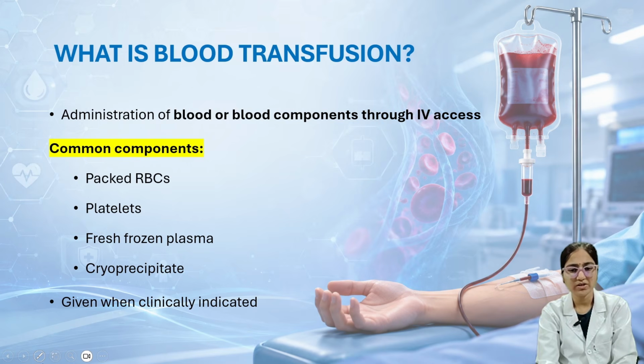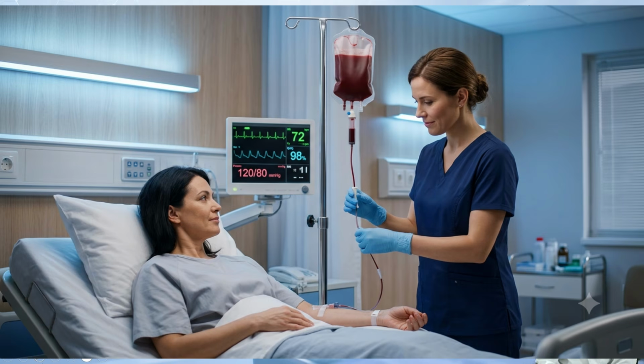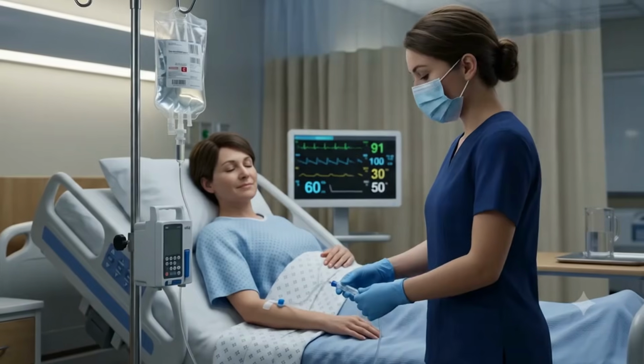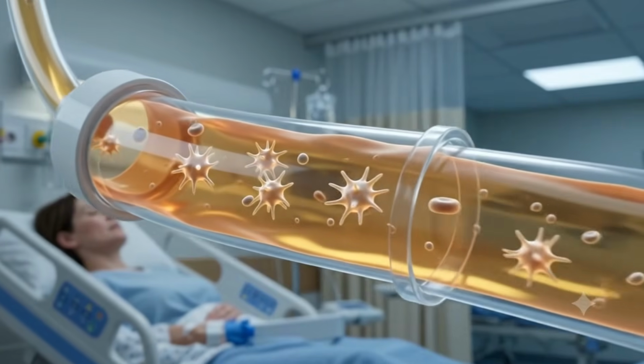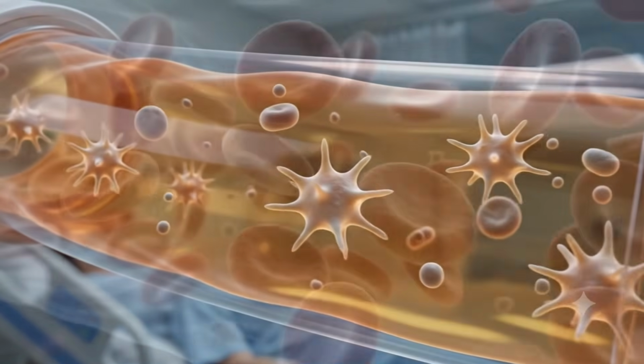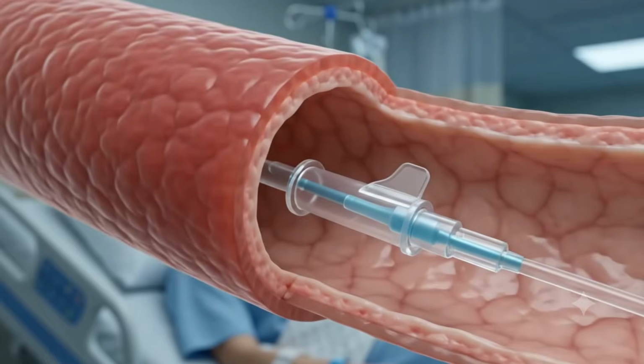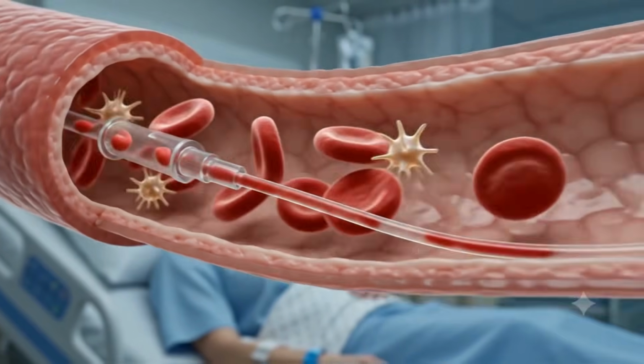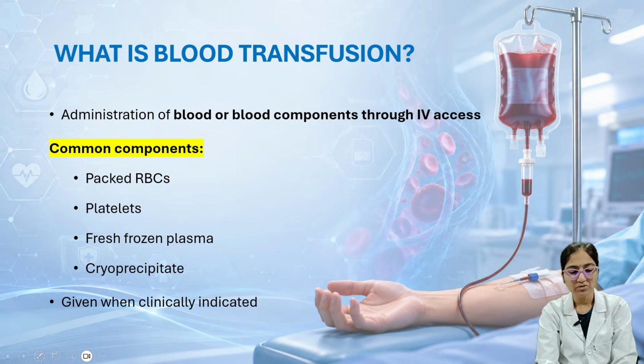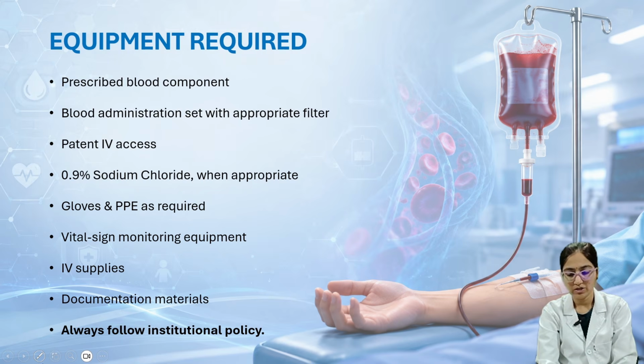First, we'll see what is blood transfusion. Theory: administration of blood or blood components through IV access. Common components include packed RBCs, platelets, fresh frozen plasma, cryoprecipitate. That is nothing but it contains high amounts of fibrinogen, factor 8, von Willebrand factor, factor 13, and fibronectin. Given when clinically indicated. Next, we'll see the equipment required for this procedure.